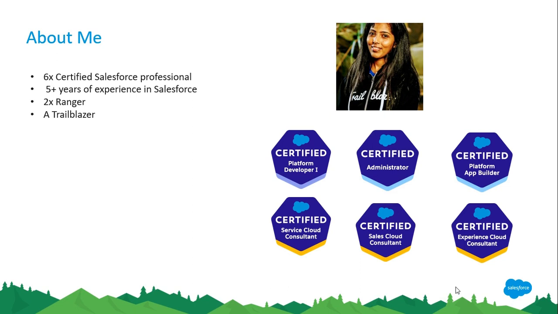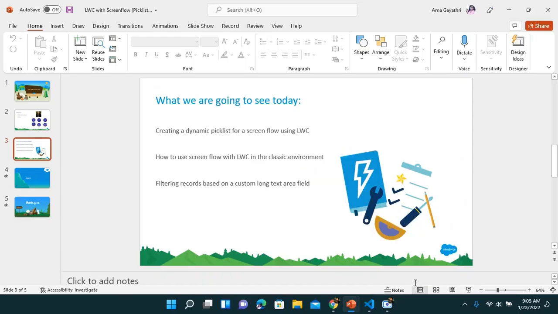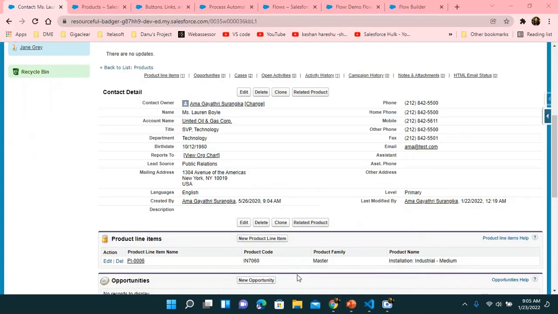Today, I'm going to show you how we can use screen flow with LWC in a classic environment. Here I'm going to show you how we can filter records based on a custom long text area field for the flow, and also we are going to create a pick list from the LWC. So let's move to our Salesforce org.